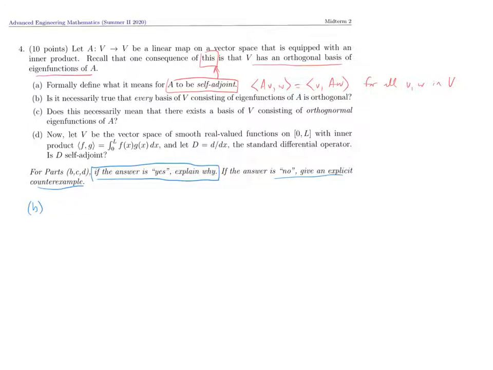Okay, so for part B, if you did not assume that A is self-adjoint, then it's certainly not true that every basis is orthogonal, because a non-self-adjoint map does not necessarily have orthogonal eigenfunctions. But if you do assume that A is self-adjoint, then it's also not necessarily true that every basis consists of orthogonal eigenfunctions. For example, this is an example from last year's midterm that I gave you for practice. If A is just the identity map, then I times v equals v for all vectors v.